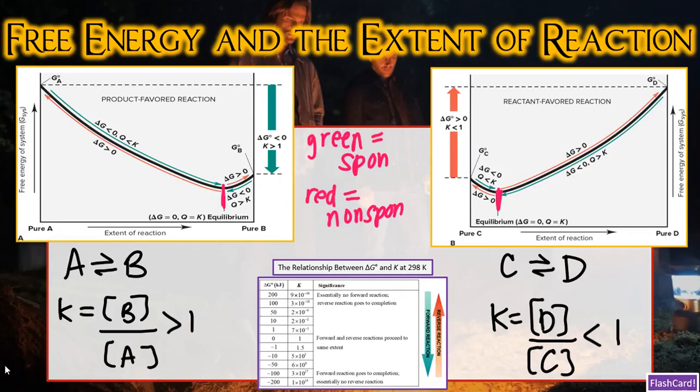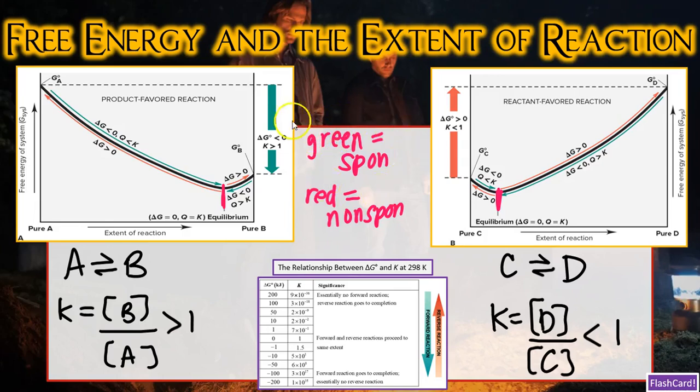But let's take another look at the meaning of spontaneity, and that is with the understanding of product-favored reactions and reactant-favored reactions. So for both scenarios, we're going to be looking at situations where the reaction is going to proceed spontaneously until it reaches equilibrium. At the point it reaches equilibrium, the reaction is considered non-spontaneous.